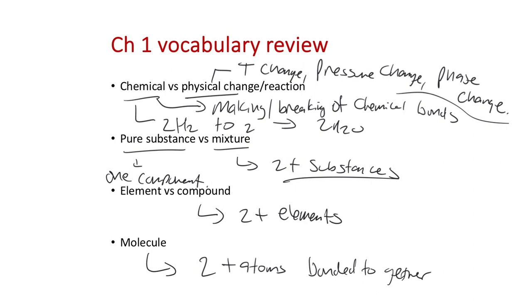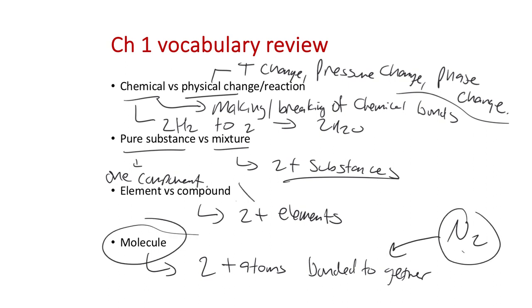So again, the big thing that we like to test on is something like N2, because it's an example of a molecule, but not a compound. So it's a molecule, not a compound. You have to have at least 2 elements for the substance to be a compound. And it's something a little confusing.